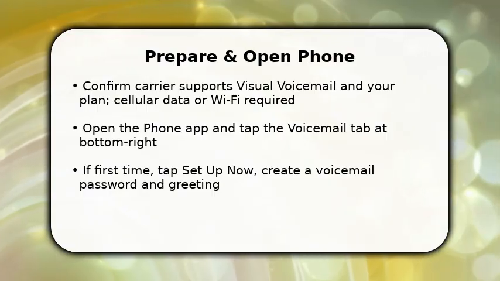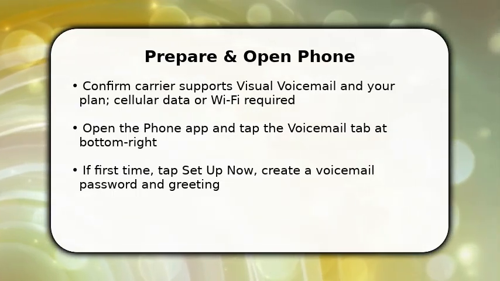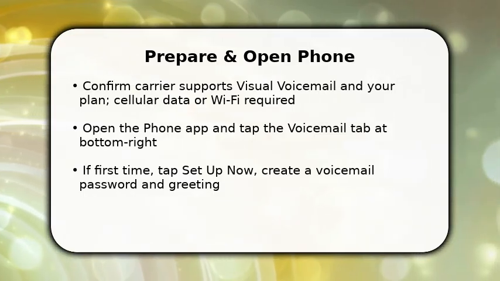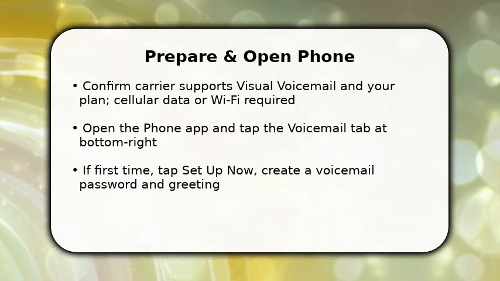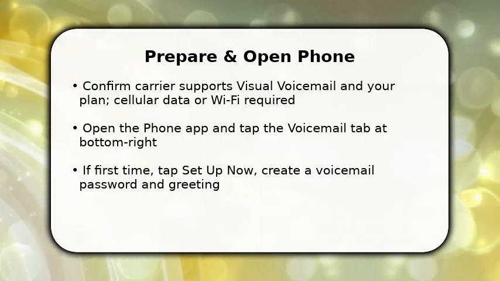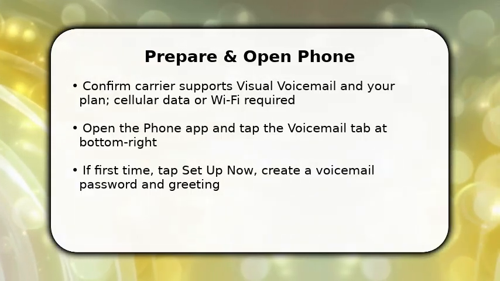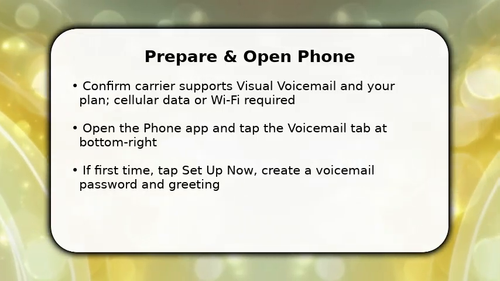You'll start by confirming carrier support and having network access. Visual voicemail needs data or Wi-Fi. Open the phone app and tap voicemail at the bottom right. If this is the first setup, tap Setup Now, create a voicemail password, and choose a greeting type. Do this because the password secures messages and the greeting is what callers will hear. Once you complete these first steps, you're ready to manage messages and change greetings as needed.